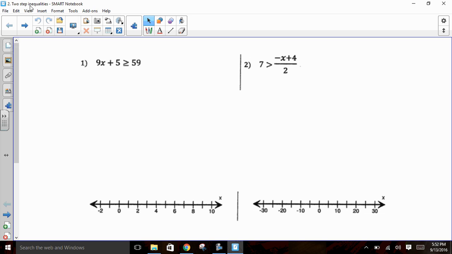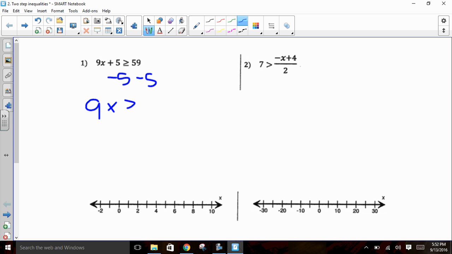All right, welcome to solving two-step inequalities. So day 2 of basic inequalities. Again, we're going to treat this like a normal equation. The only difference is we have the inequality sign. First we want to get x by itself, so we always undo our plus or minus. I see I have plus 5, so I'm going to subtract it. So I have 9x is greater than or equal to 54.